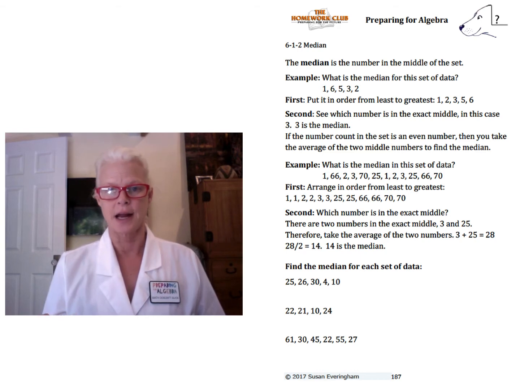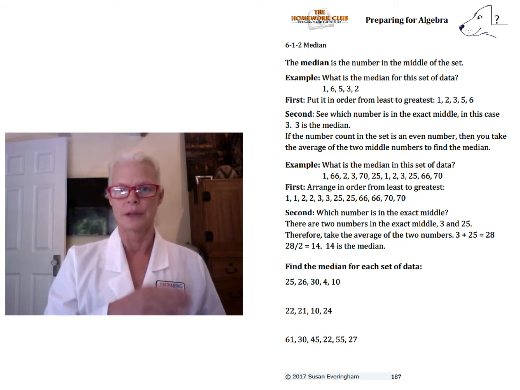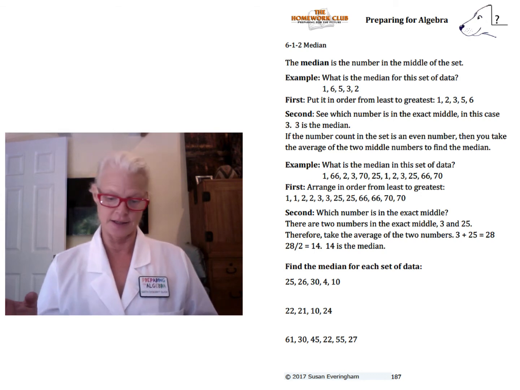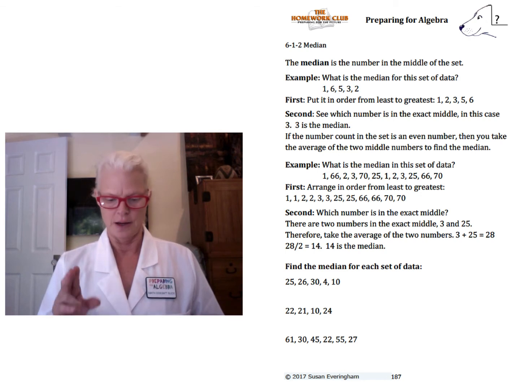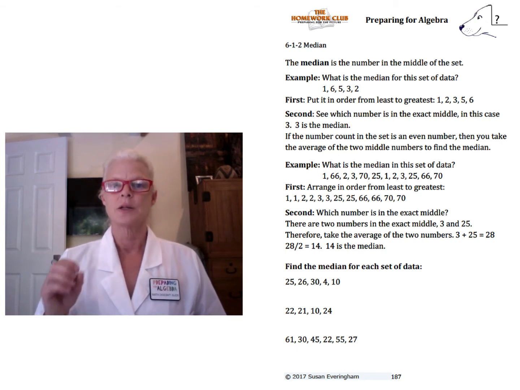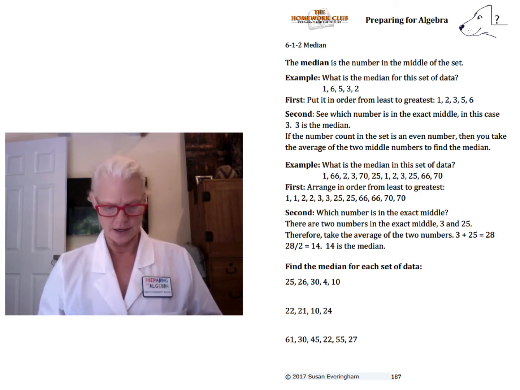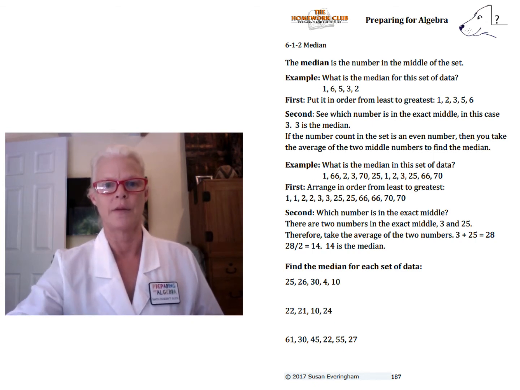On the second example, where there is an even amount of numbers, you put them from least to greatest, 1, 2, 3, 25, 66, and 70, and find that two numbers are in the exact middle, 3 and 25. So what we do when there's an even amount of numbers in the set is you take the two middle numbers, add them together, and divide by 2, giving us 14 in this example as our median. Go ahead and solve the next 3 problems, and we'll wait for you on the next page.